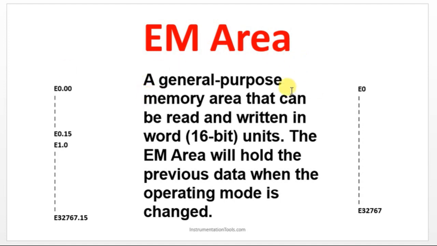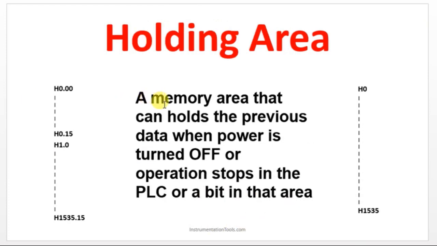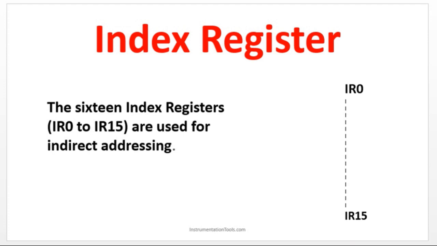And we have an EM area. So this is a general purpose memory area that can be written and read in 16-bit. So you'll be using this complete 16-bit for one word. The EM area will hold the previous data when the operating mode is changed. So holding registers will have addresses starting with H. If there is an H prefix, we can get to know it is a holding register address. So this is for the index registers. IR0 to IR15. So we have 16 index registers.